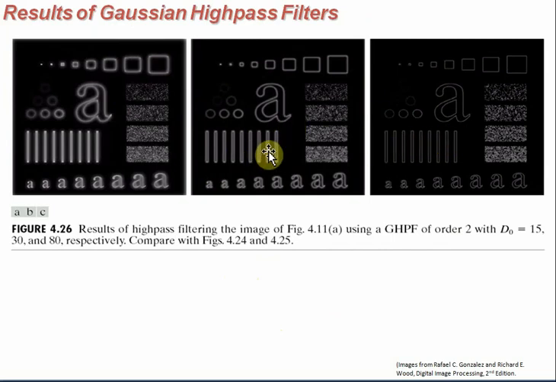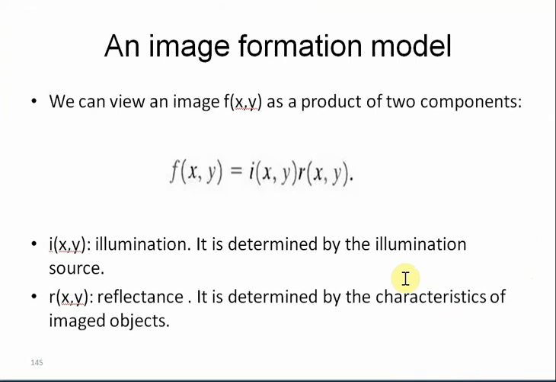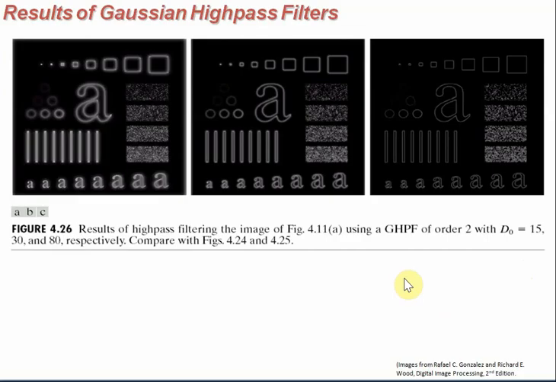You can observe the highlighting of the sudden transitions, based on D₀ of 15, 30, 80. For lower D₀ values, you can sharpen the image with more effect. Now coming to the next one. Up to now we have completed the different low pass filters and different high pass filters, that is, image smoothing and image sharpening techniques in the frequency domain.